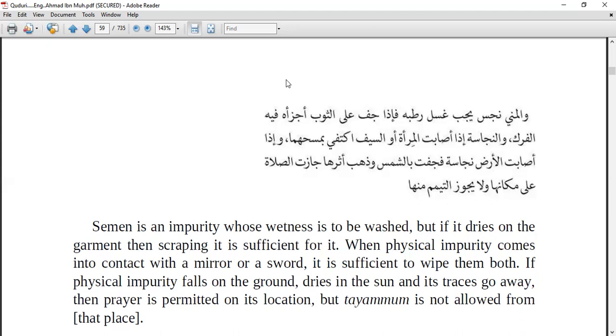And that's also mentioned in the hadith, the Prophet's instruction to Aisha, فَاغْسِلِي إِنْ كَانَ رَطْبًا. If it's wet, then wash it. وَافْرُكِهِ إِنْ كَانَ يَابِسًا. And just scratch it off if it is dry.